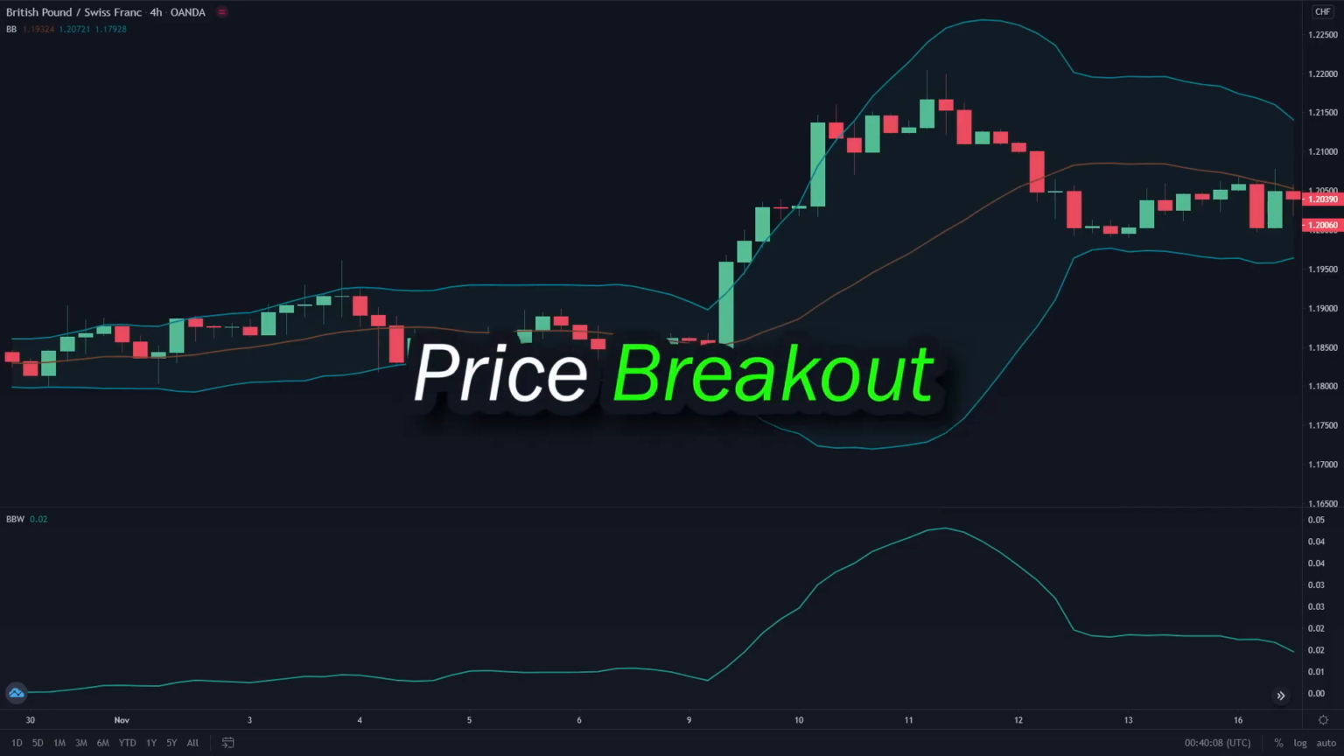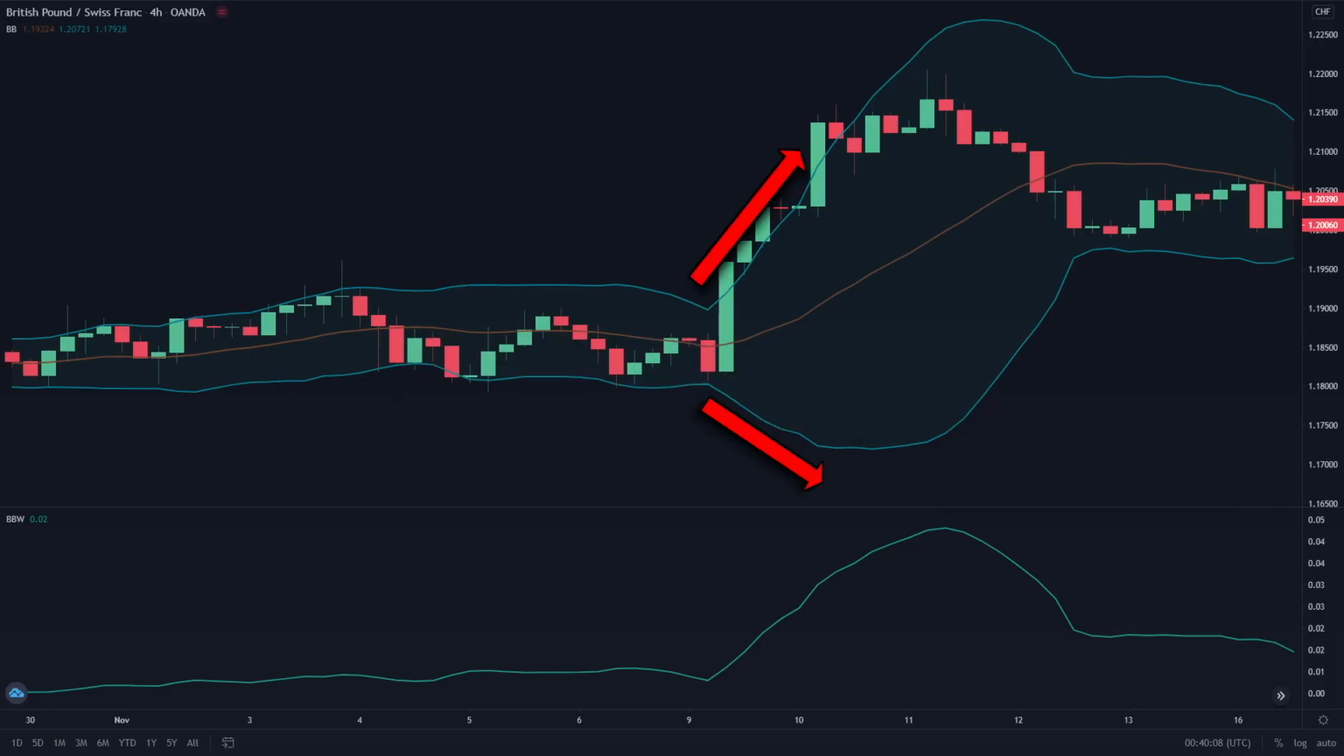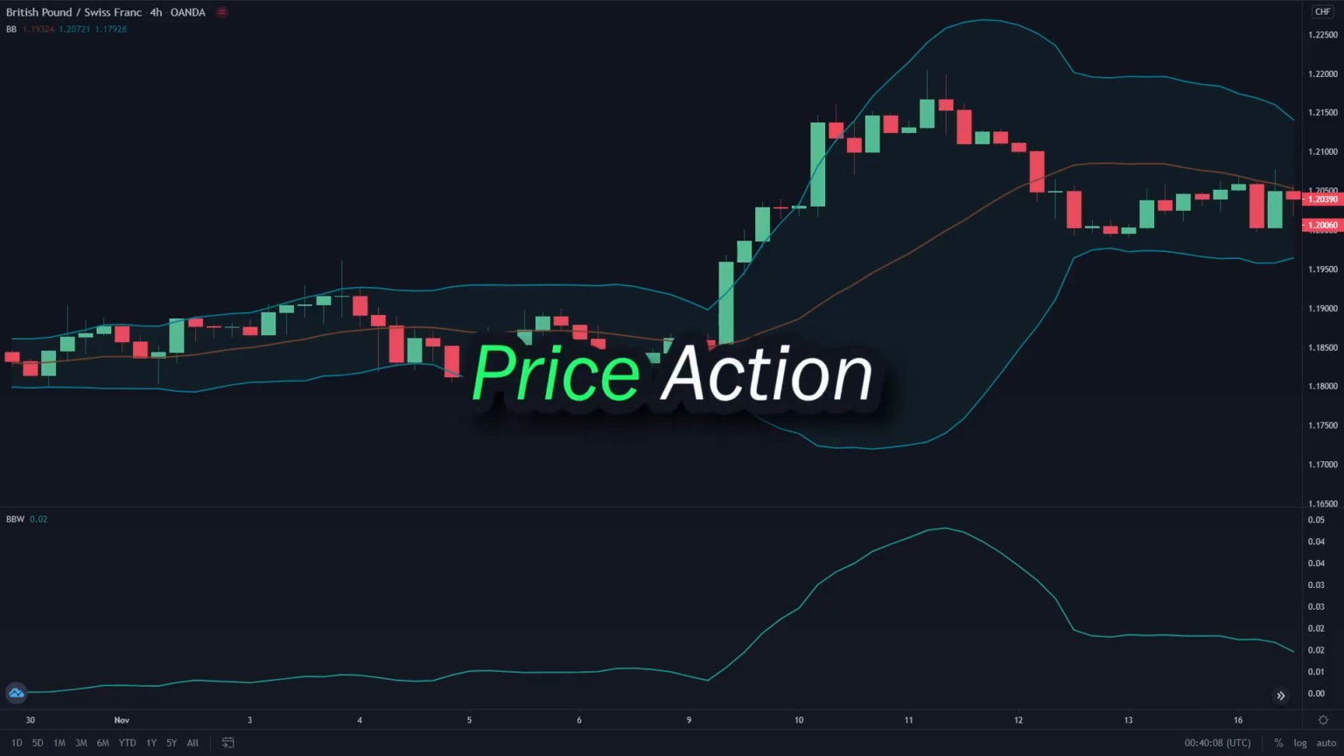Next, to predict the price breakout, you need to wait for the standard deviation lines to start expanding, which can also be identified by the rising of the BBW. That means that there is an increase in volatility and a breakout is likely to occur. So our next job is to predict the direction of that breakout, and the way that you need to do that is by using price action.